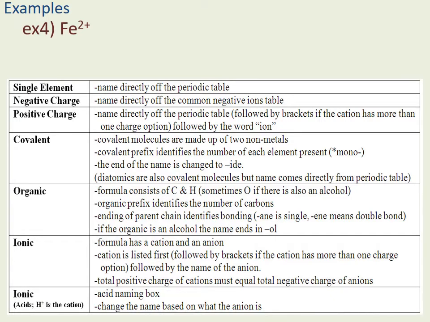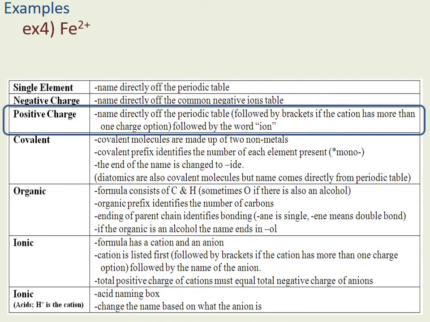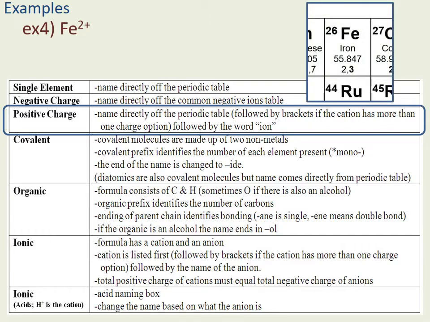Example 4, Fe2+. It is not a single element. Well, it's by itself, but it has a charge. So it's not an element all by itself. It is carrying a charge. It is not a negative charge. It is a positive charge. And when I have a positive charge, I take the name directly off the periodic table. So I look for Fe, and I will call it iron.